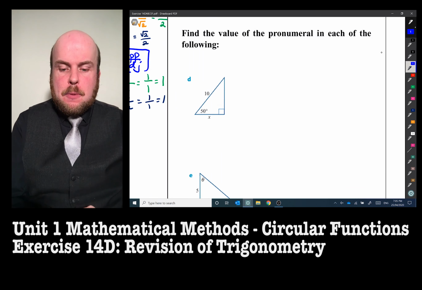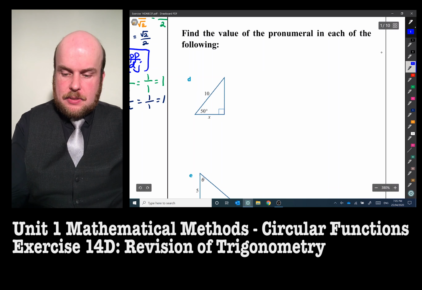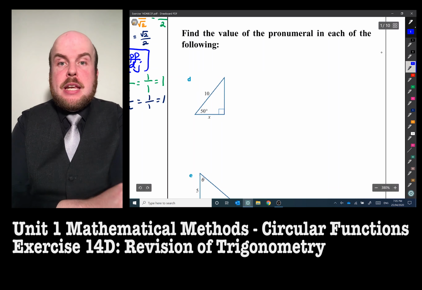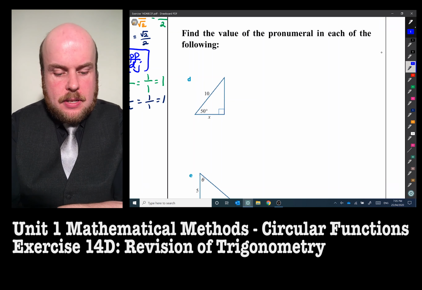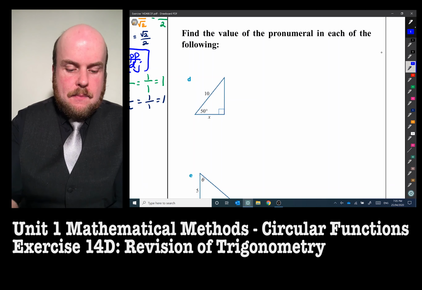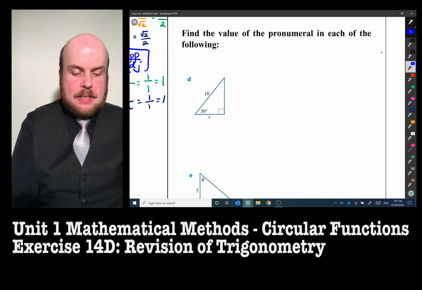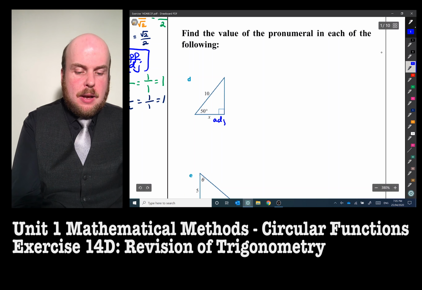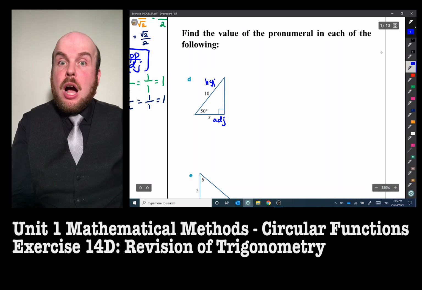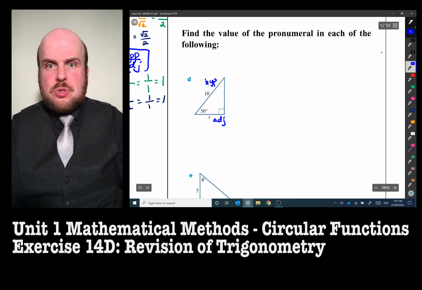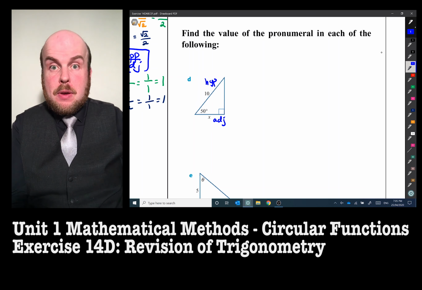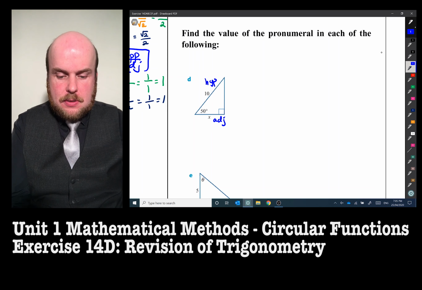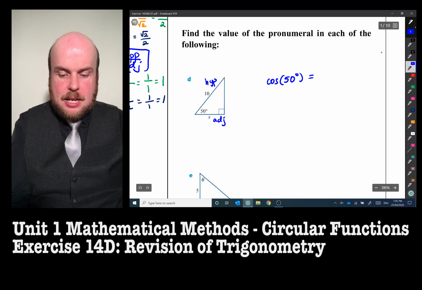Find the value of the pronumeral in each of the following. So here we've got 50 degrees. We need to find a side. So this is the x here. I would start by labeling this as the adjacent. This is the hypotenuse. So adjacents and hypotenuses involve a cosine here. So that's what we're going to do. We're going to put cos of 50 degrees is equal to adjacent over hypotenuse.